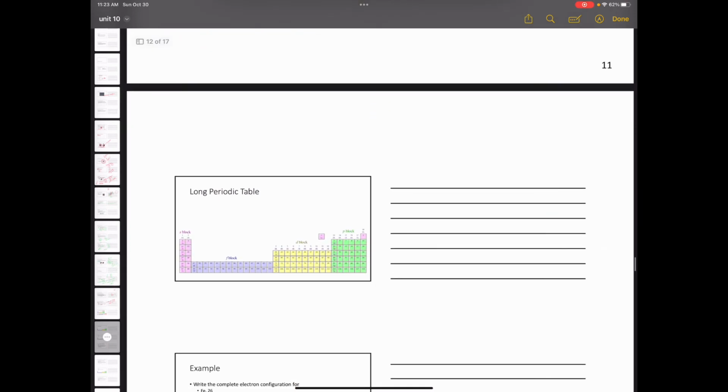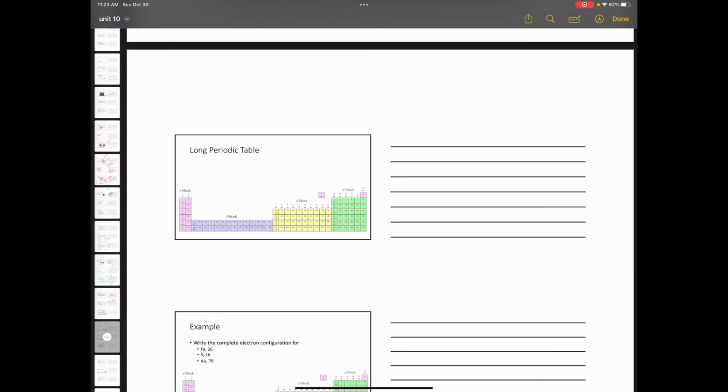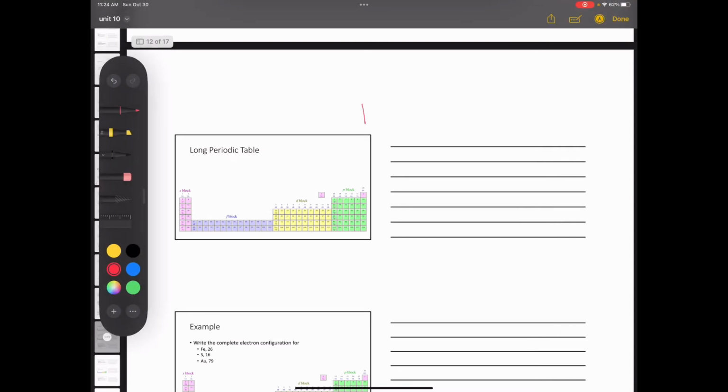Okay, so this is the long periodic table, and this is not the classical periodic table that we have been looking at since the beginning of the course, or any periodic table that you will see in another book. You will use this periodic table for electron configuration only.